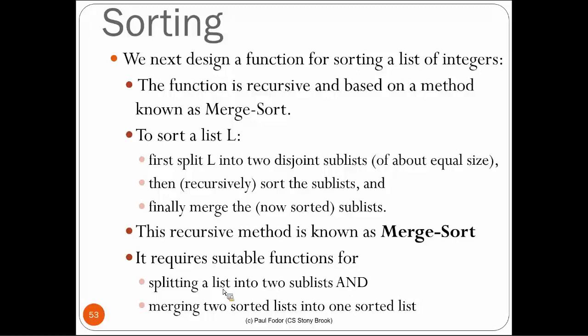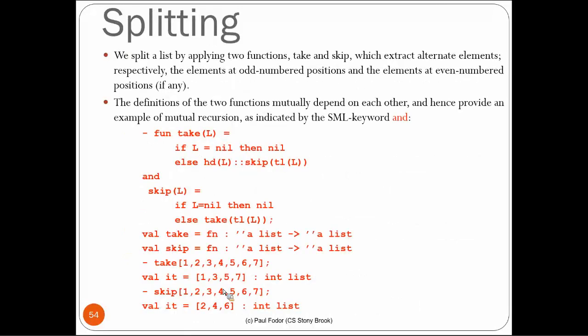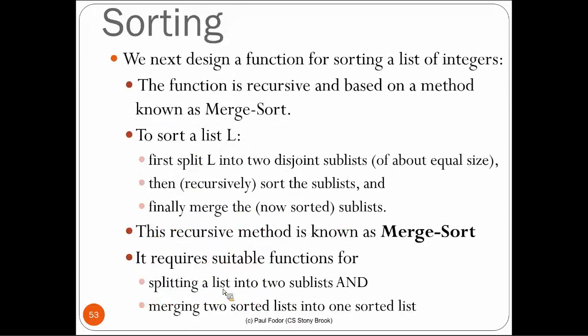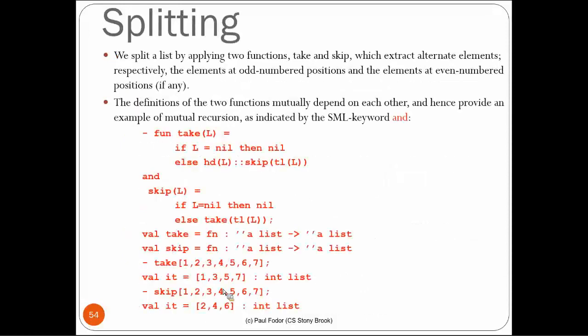This method is known as merge sort, as I mentioned earlier, and it will require functions for splitting the list into two sublists. We'll call these functions take and skip. And then we are going to merge the two sorted lists into one list using another function for merging. So splitting will be done through two mutually recursive functions called take and skip. Take will invoke skip, and skip will invoke take, each one on the tail of the original list.